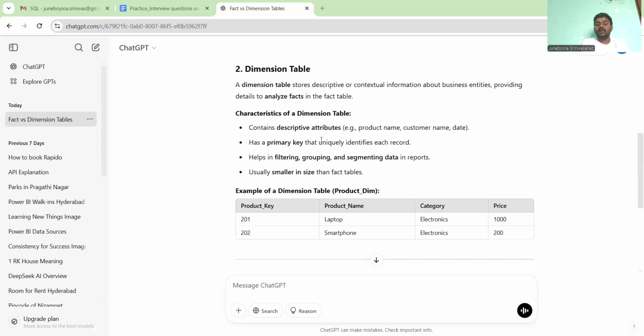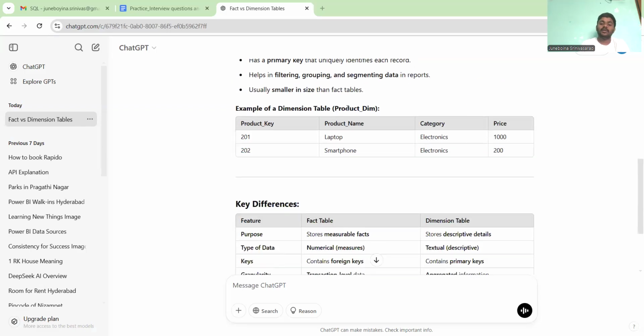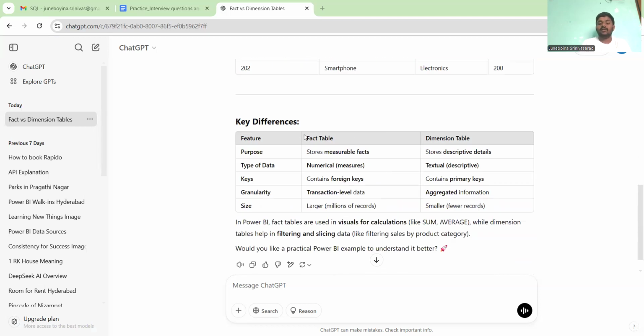Dimension tables help in filtering, grouping, and segmenting data in reports. Dimension table is usually smaller in size than fact table. Compared to fact tables, the dimension tables have small size. Example of a dimension table is product. It contains columns product key, product name, category, price.